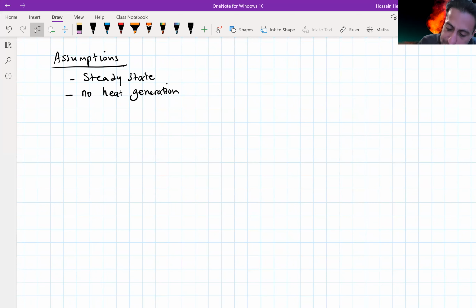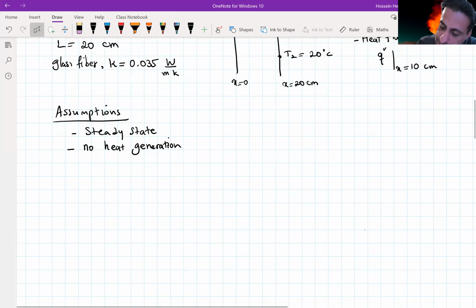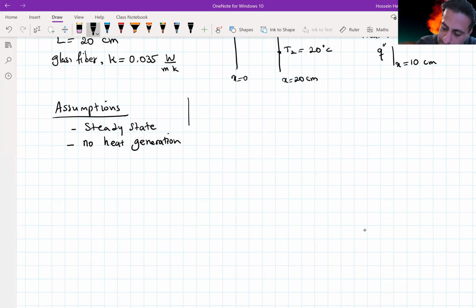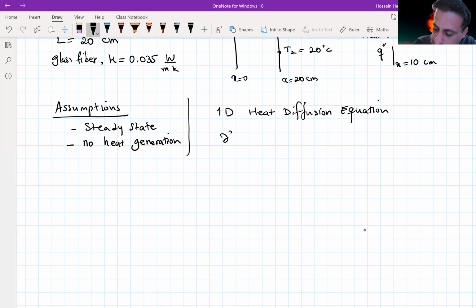So I'm going to use that one. Starting that, I'm just going to write through here the 1D heat diffusion equation. Writing it in the general format, which is d²T/dx² plus q̇/k equals ρc/k dT/dt.